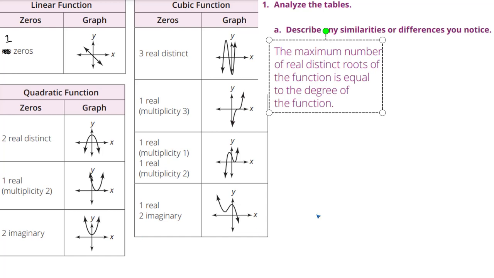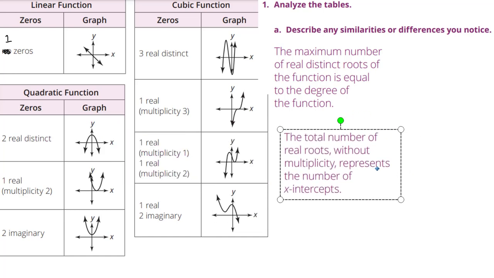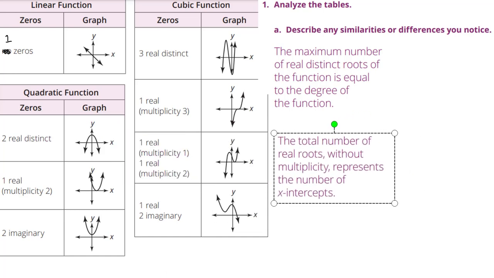The total number of real roots, minus any multiplicities, represents the number of x-intercepts.